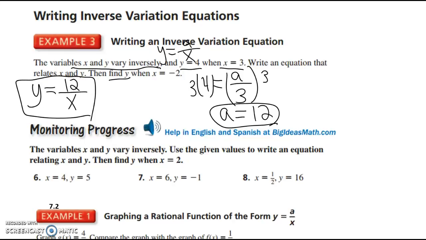And then find y when x is negative 2. I plug in negative 2. So y will be negative 6. And we're done.